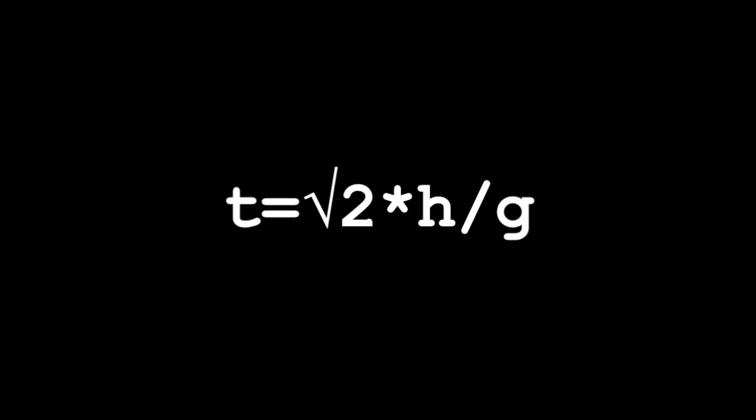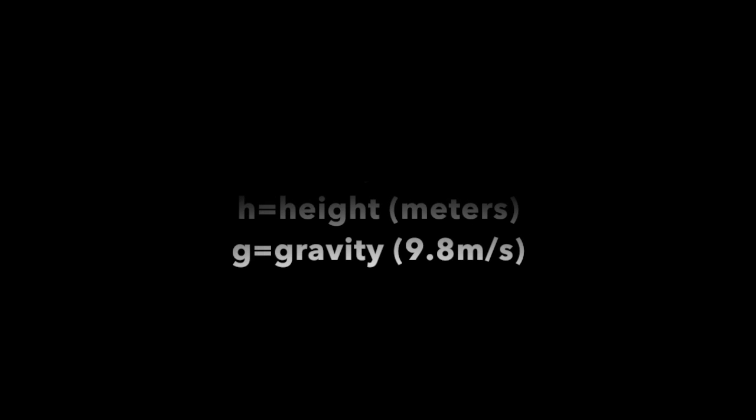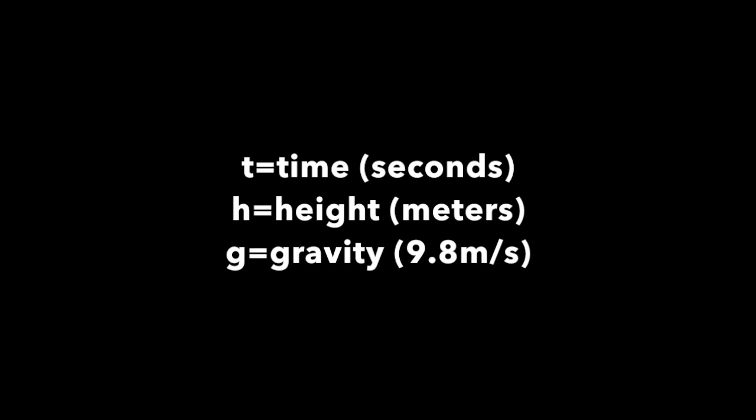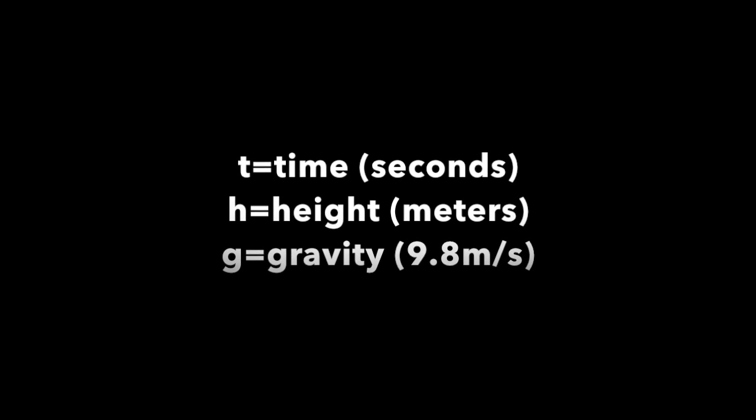So freefall is the concept when an object is falling with no other forces acting upon it other than gravity. The equation we're going to be using for freefall is T equals the square root of 2 times h over g. And the variables here that we're using, T is for time in seconds, and h is going to be for height in meters, and g is going to be for gravity, which will always be 9.8 meters per second squared when we're here on Earth.